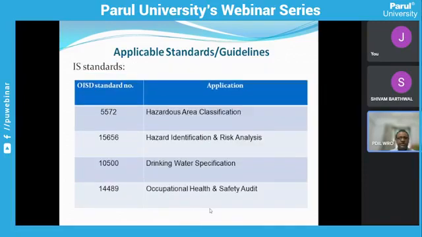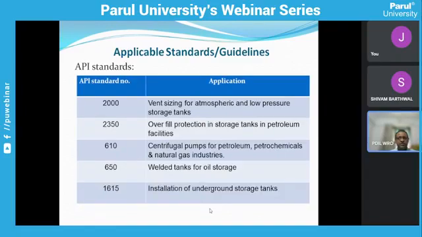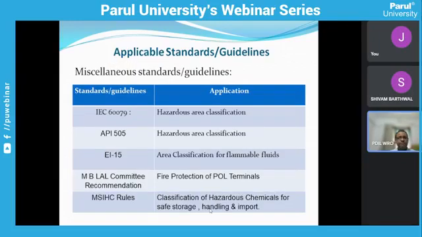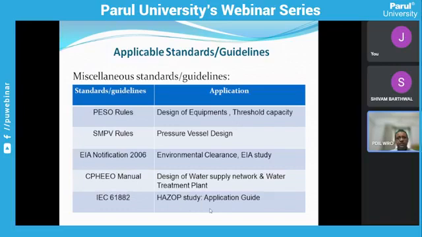There are some IS standards, IS 557 to 15656. These are all IS standards, Indian standards. API standards are also used for various equipment sizing calculations, American standards. There are some other specialized standards also, like hazardous area classification. They are all very, very useful.